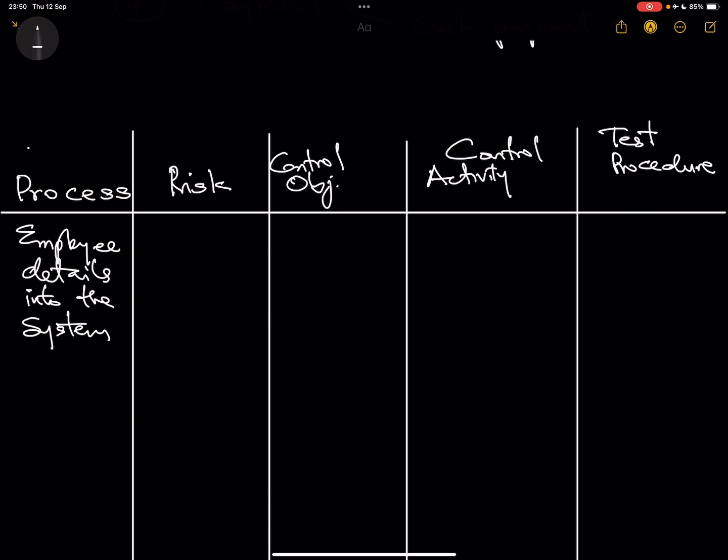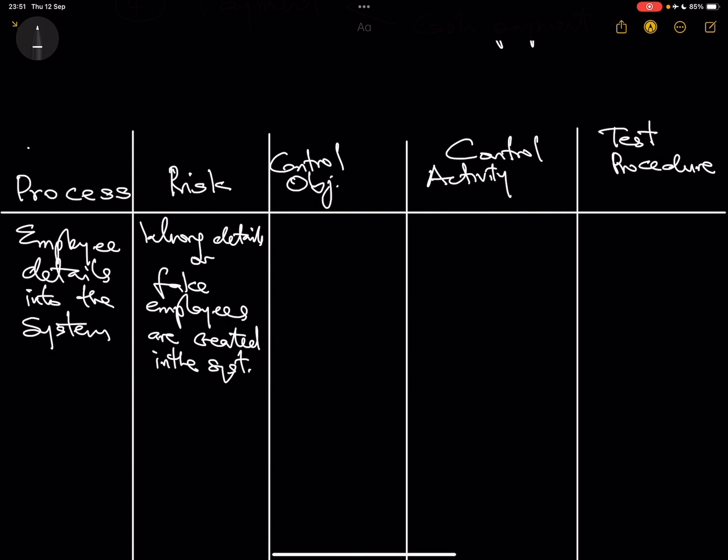And while you are trying to do this, think about what can go wrong. The first thing that can go wrong is that the details being put into the system are wrong, or it's a fake employee. The employee does not exist. So wrong details or fake employees are created in the system. That is very possible. And what is the control objective?